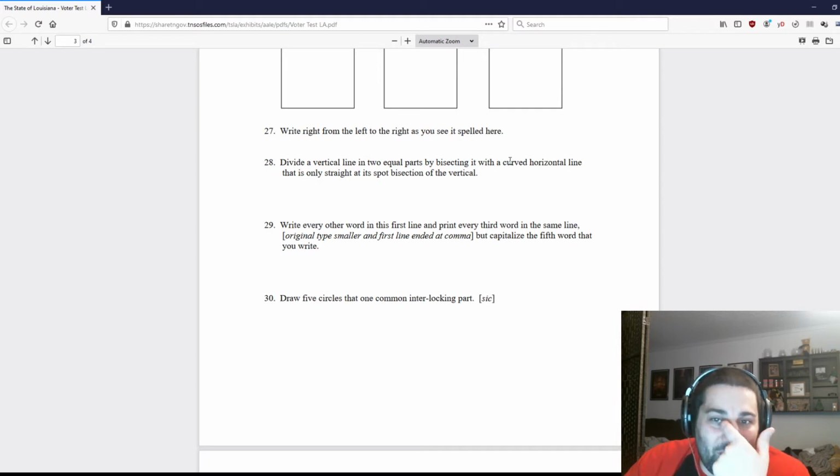Divide a vertical line in two equal parts by bisecting it with a curved horizontal line. That is only straight as this bisection of the vertical. That is only straight. That is a curved. Okay, so I have a straight line, and then I'm going to use a curved thing like an S shape basically that's only flat going through it. So it's going to be an S that's only straight at the middle.